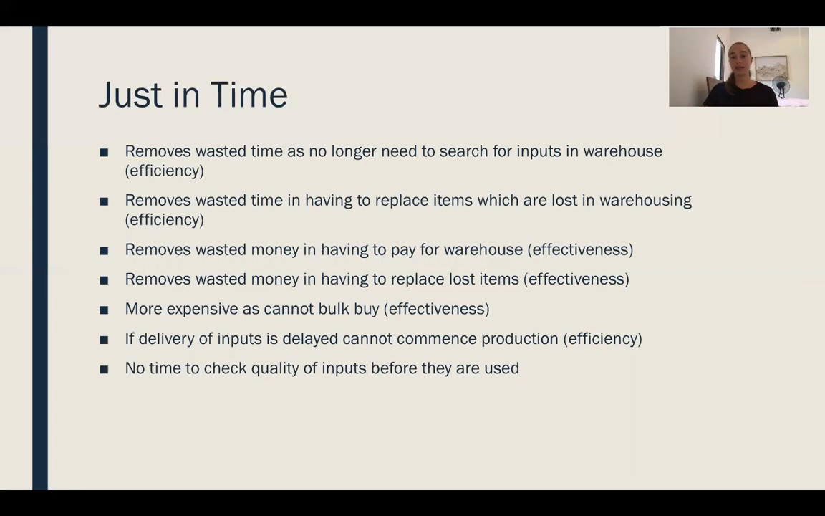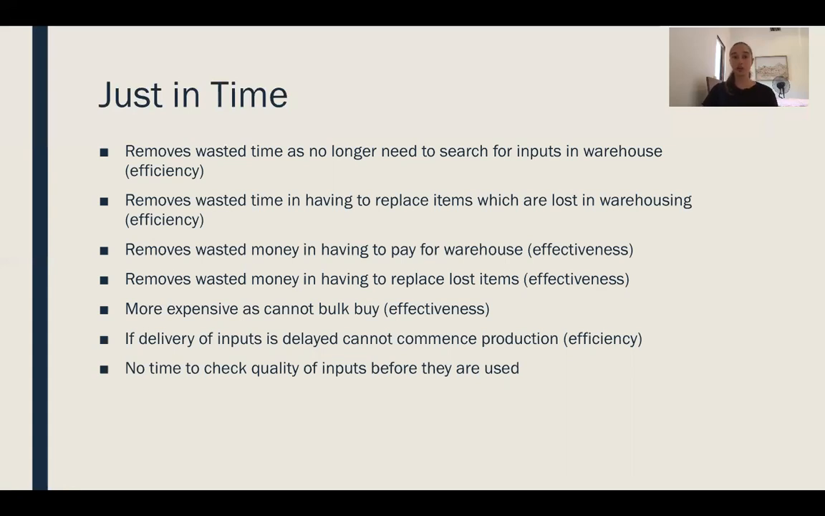Another weakness is that if there is any delay in production and those inputs aren't delivered that morning of production, you can't produce that day because you don't have any spare inputs sitting in a warehouse. So if there's any delays, it will halt production completely, which is a massive issue for efficiency because the business can't produce. It's essentially just wasting time.